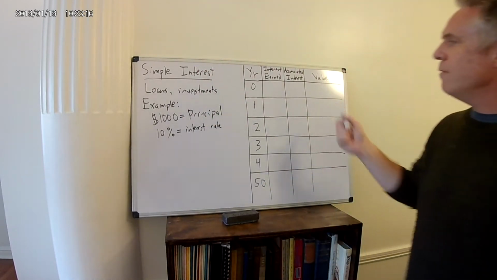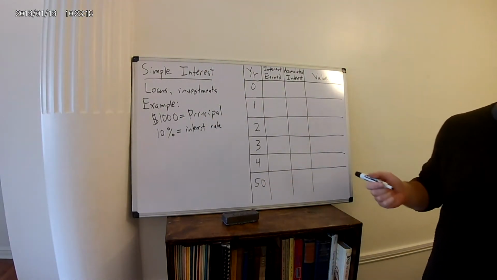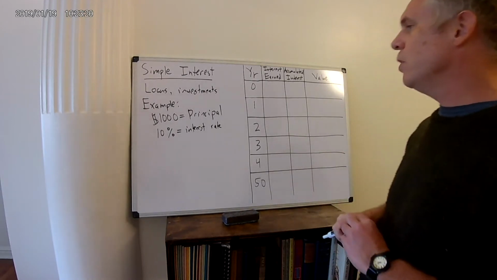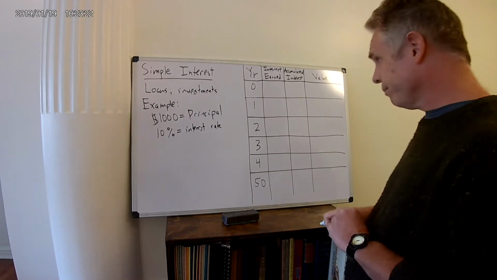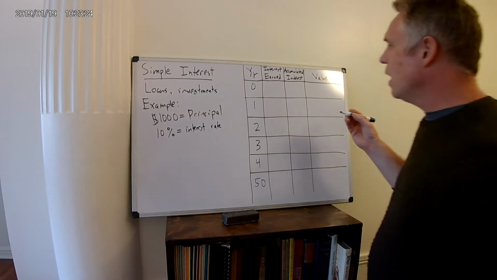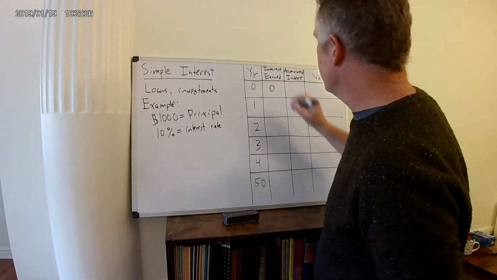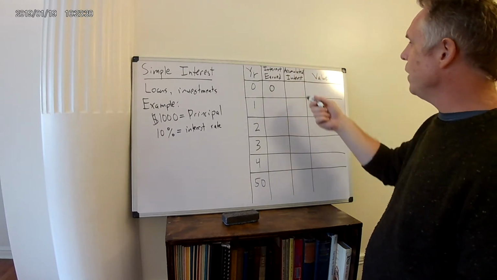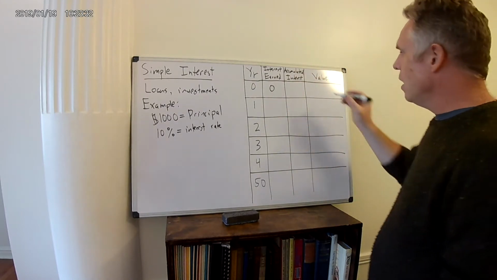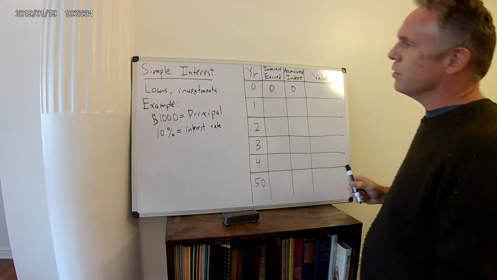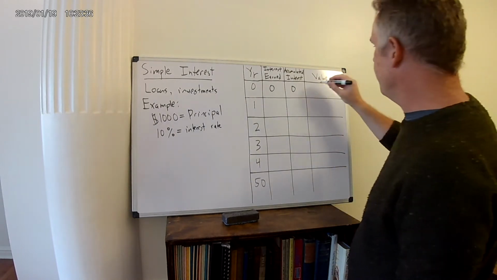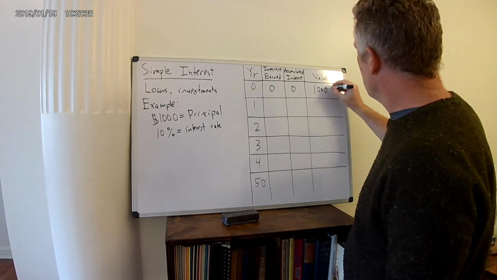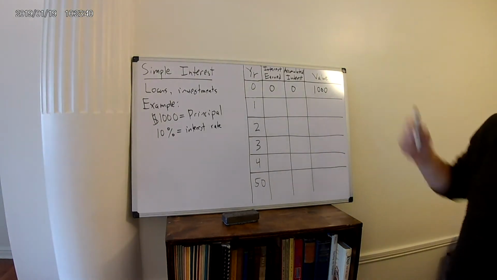And what I have here is a table, and we're going to calculate the value of this simple interest investment over time. In year 0, this is basically the starting year. And I have some columns here: the year, the interest earned, the accumulated interest, and the value of the account. In year 0, there's no interest earned, there's no accumulated interest, and the value of the account is simply $1,000 because that's your initial investment.